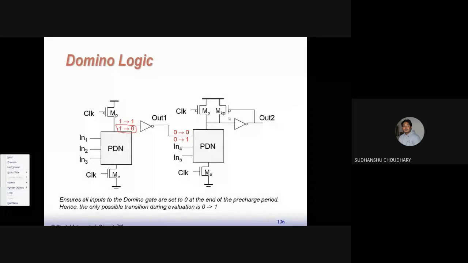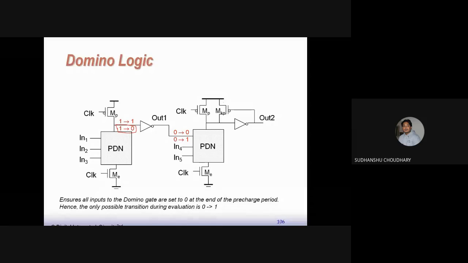Then one can also think of making a keeper MOSFET. So that can be put here, so that this node can be charged to full VDD. Okay. So that can also be ensured.